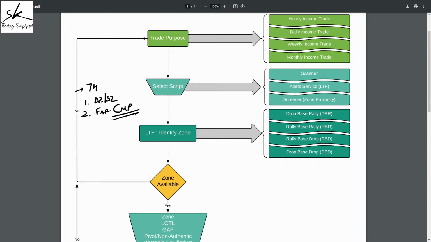And to overcome these challenges, I have also created two custom built tools. One is called the alert service, the other one is the screener. Before we understand what alerts and screener are, let me also add, these are not call giving or tip giving services. These are scanner screeners. The only difference is that both these scanner screeners are purely based on demand supply zones.